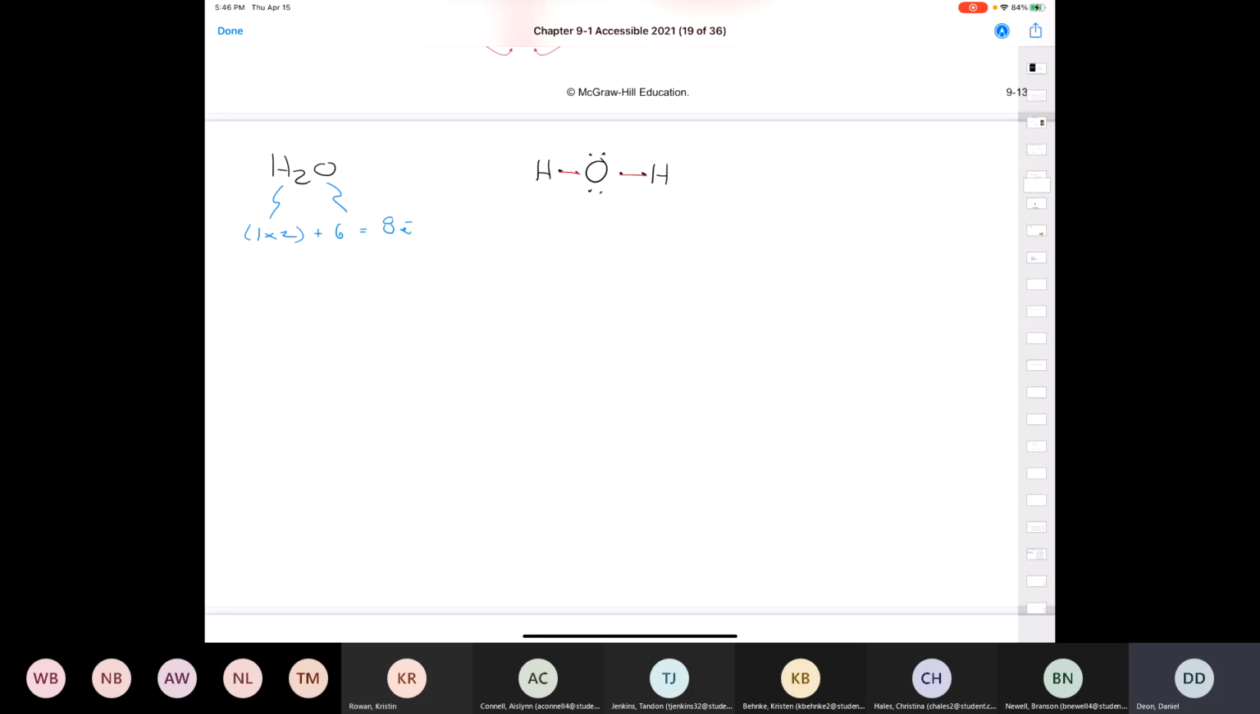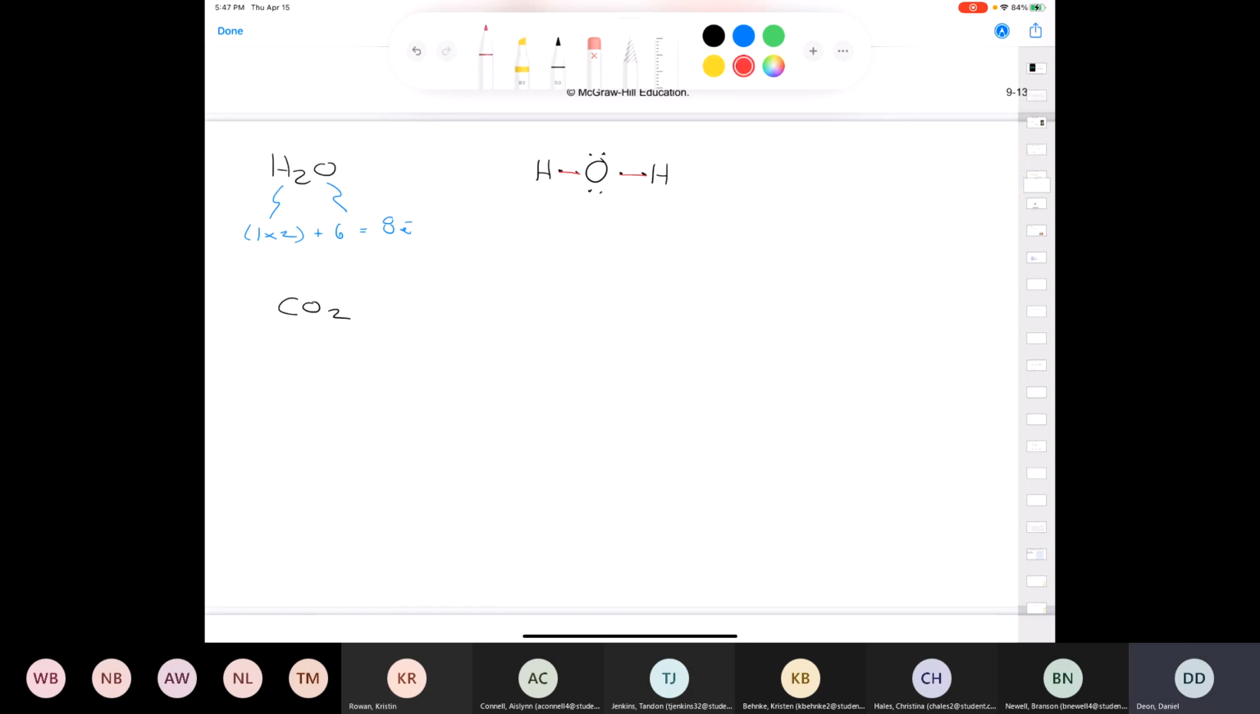I'd like to try another one with you before we get moving here and getting into some more complex molecules. Let's try one more. What time is it? 5:47. So we've got 6 hours left. Okay. So let's say we tried a molecule like carbon dioxide, CO2.